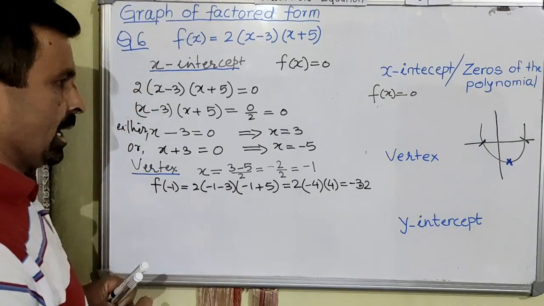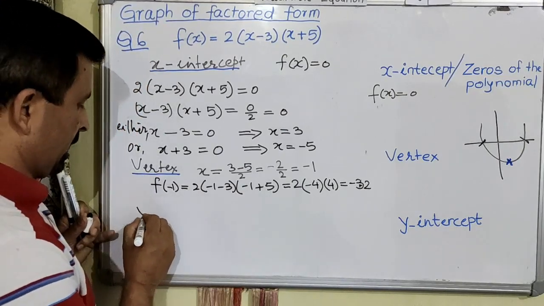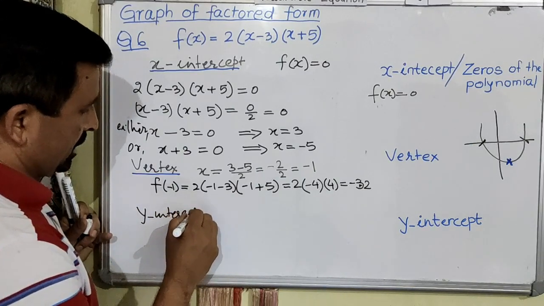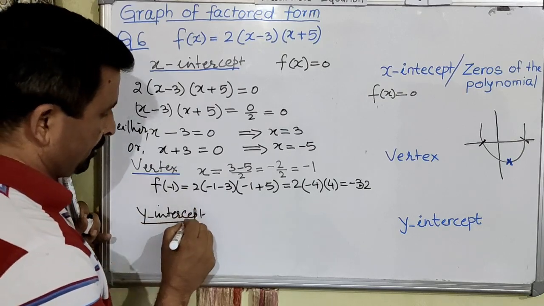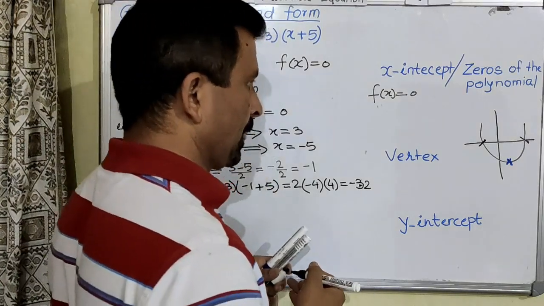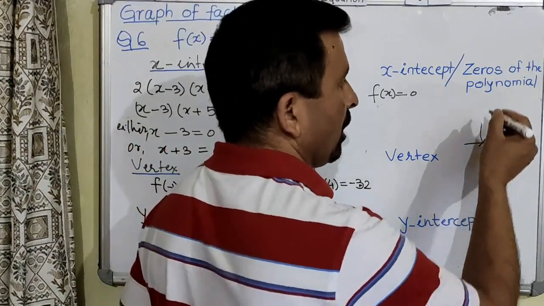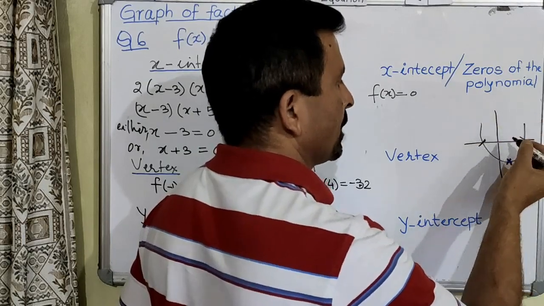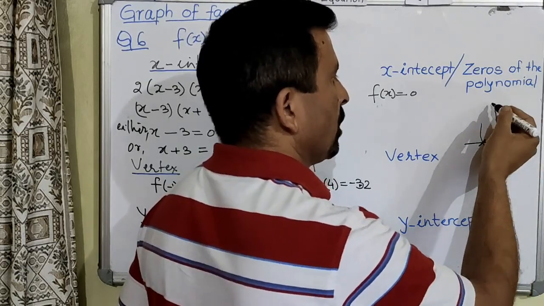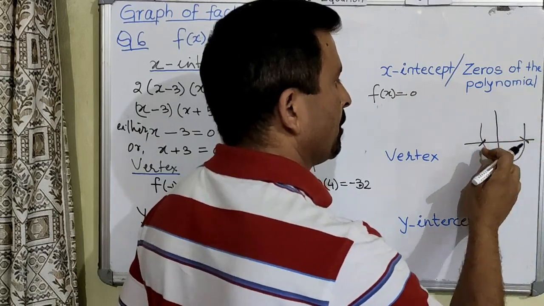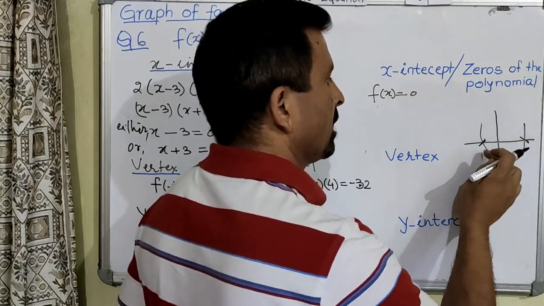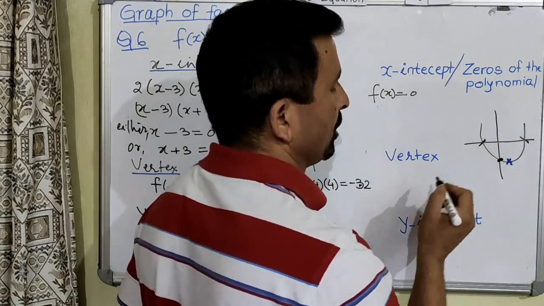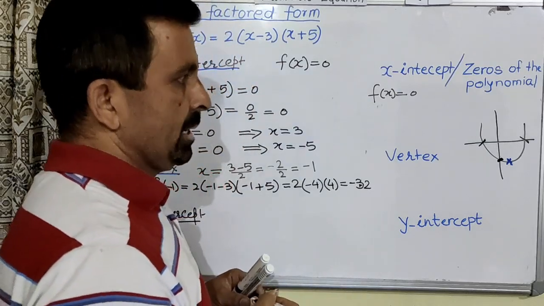The last step is that we are now calculating the y-intercept. Where is the y-intercept? The y-intercept is the point on the y-axis where the parabola cuts it. This is a parabola, and this parabola cuts the y-axis, the vertical axis, at this point. So this point is said to be the y-intercept.